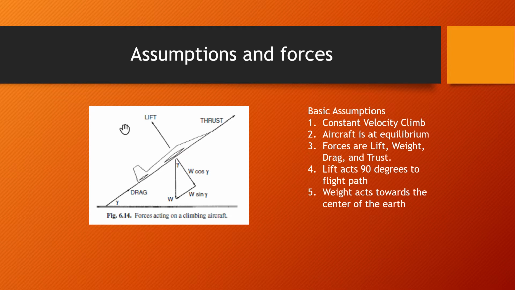Lift is acting 90 degrees to the flight path. And then you have weight, which acts towards the center of the Earth. That's the W vector you have there. And then you have another weight vector, which is W cosine of gamma, and that's acting perpendicular to the flight path. And then you have W sine of gamma, which is acting parallel to the flight path.